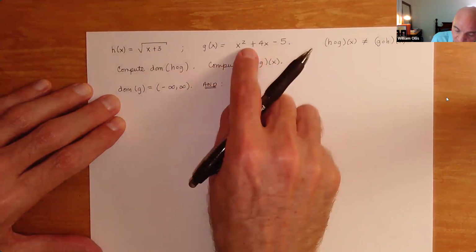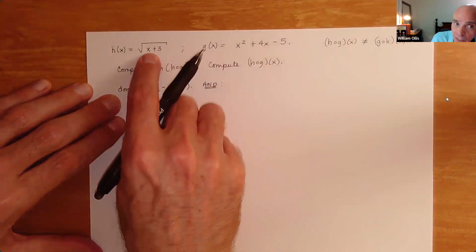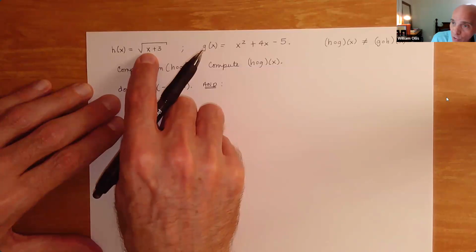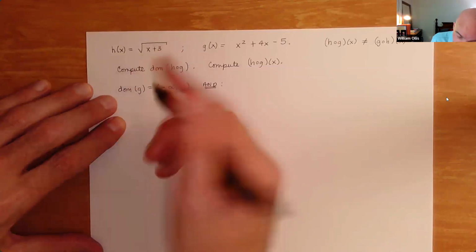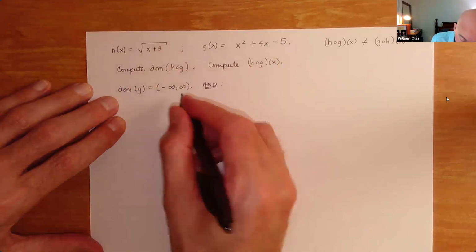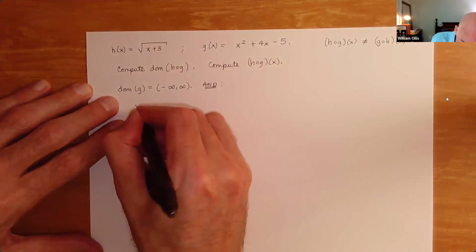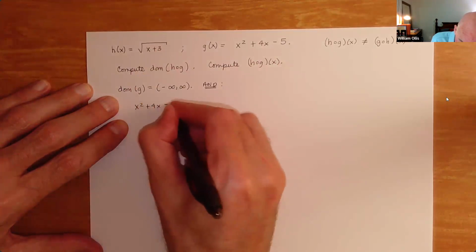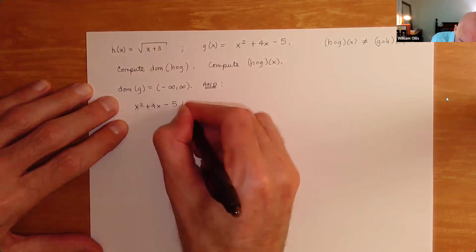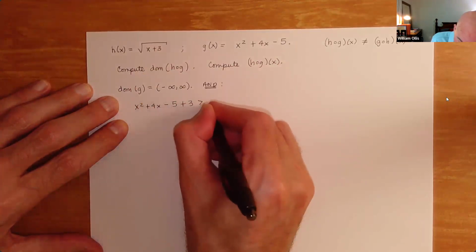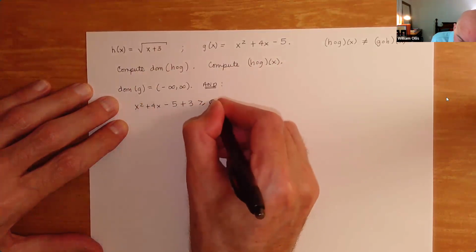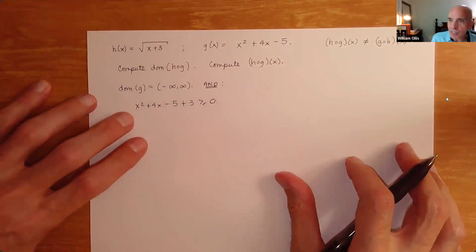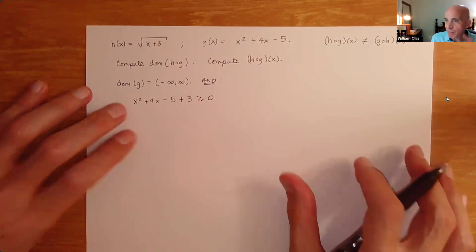Notice now we have to substitute G into H of X. We have one occurrence of X. So that means that we now have another inequality. That is, we have X squared plus 4X minus 5 plus 3 must now be greater than or equal to 0. Now, of course, if you have more occurrences of X, you just have more algebra.